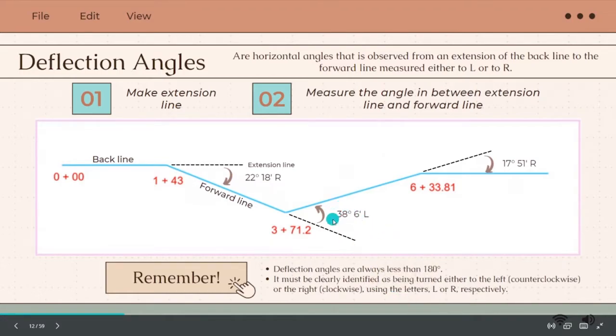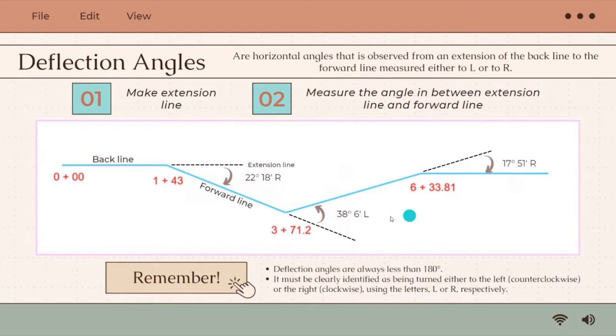And in this portion, this line over here will now become our back line, and we have to extend it forward. From there, we will measure the angle in between the extended line and the forward line, thus having a measurement of 17 degrees and 51 minutes R.